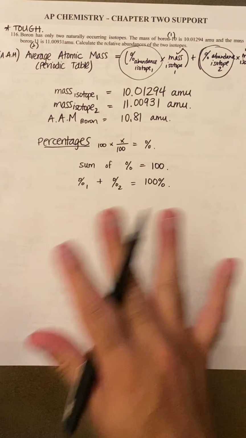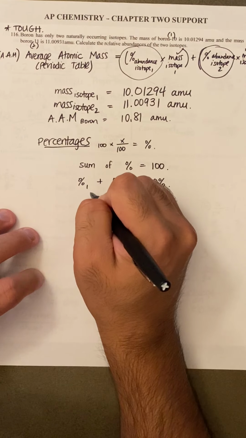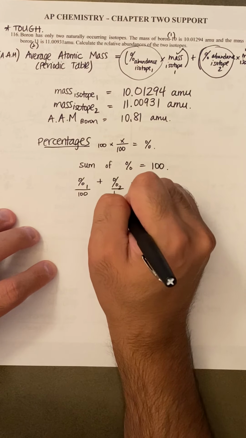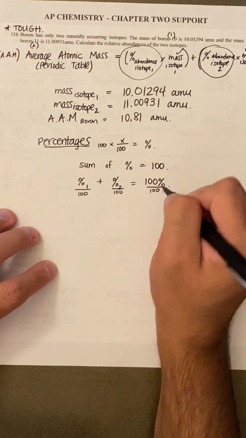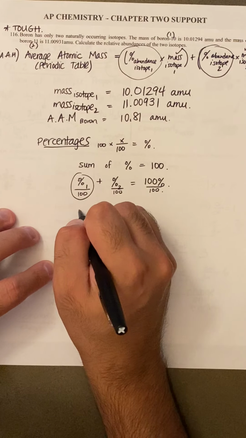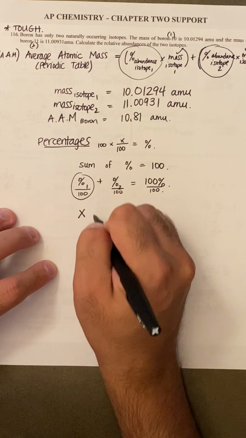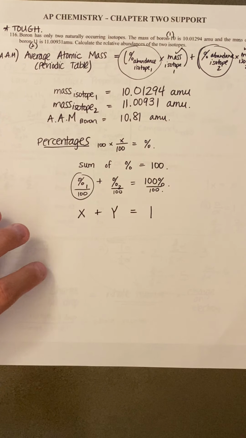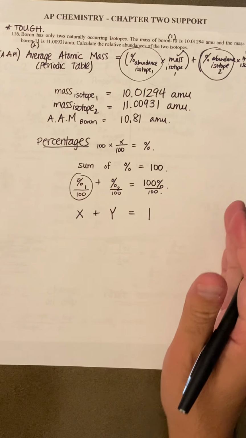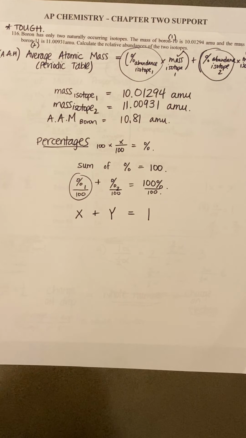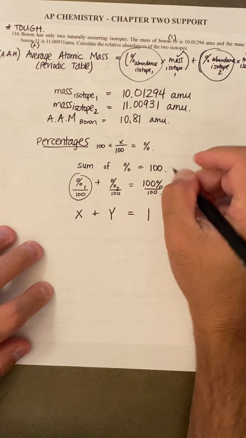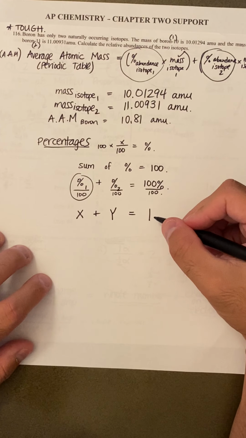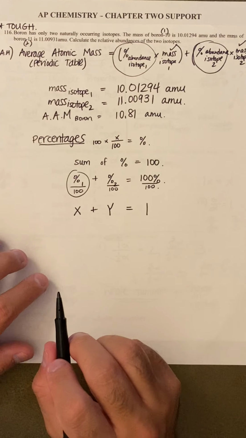Let's use algebra. Let's get rid of these percentages. If I want to do that, I divide everything by 100. That's going to be 1. So let me just call this x. So percentage of isotope 1 is x. Percentage of isotope 2 is y. And that equals 1. So x plus y equals 1. So I'm turning these into numbers now. A percentage is not a number. If it really is a number, it's actually the number 1. Dividing by 100, I get 1. So x plus y is equal to 1.